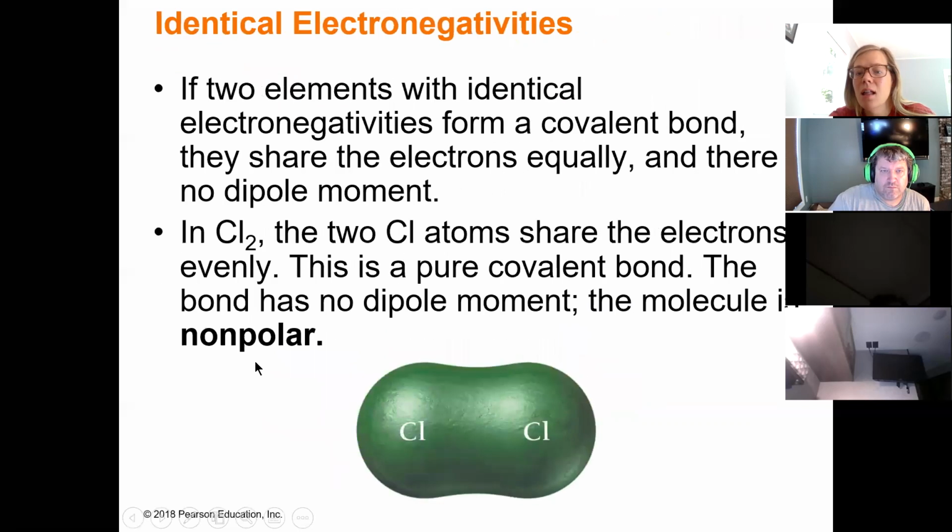This happens a lot of times with diatomics where you have chlorine and chlorine. They're going to share the electrons equally. There's not going to be any sort of polar quality. So we call it nonpolar.